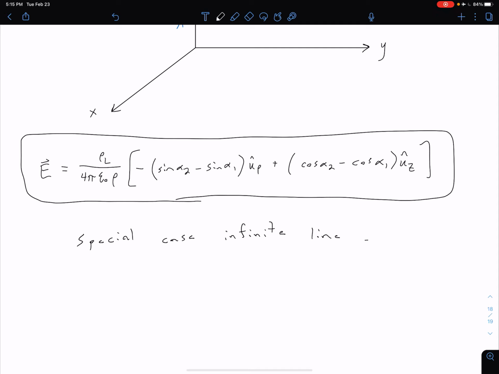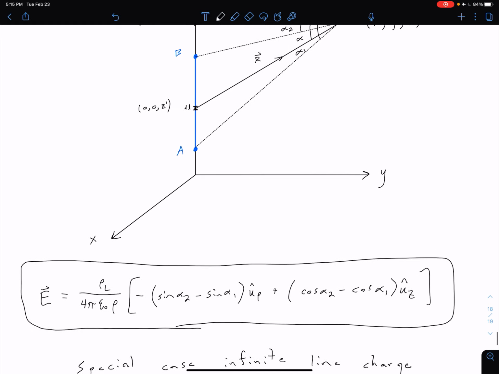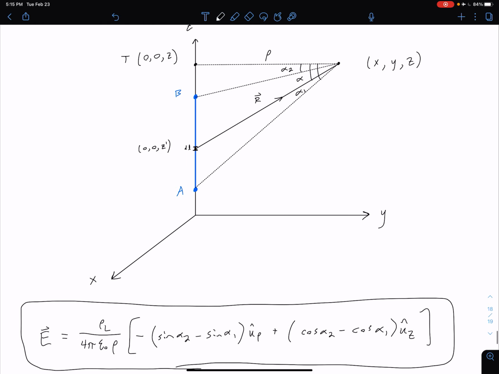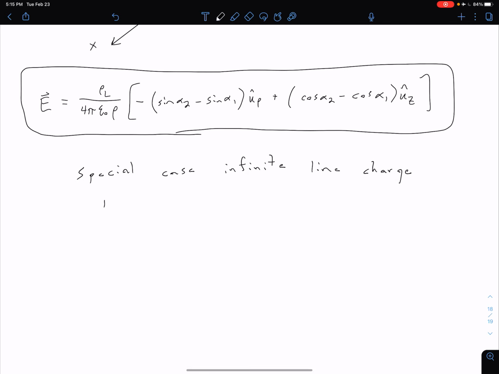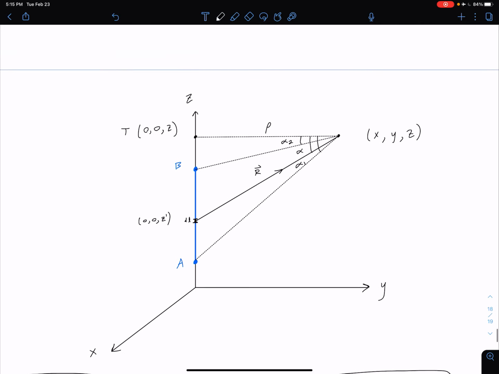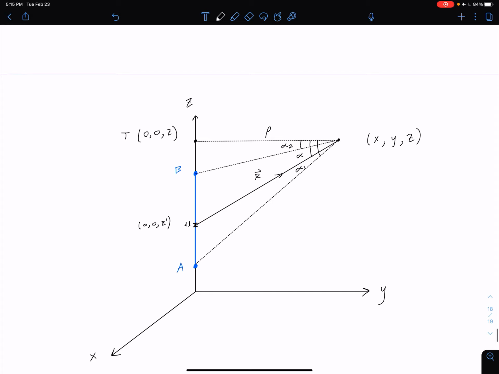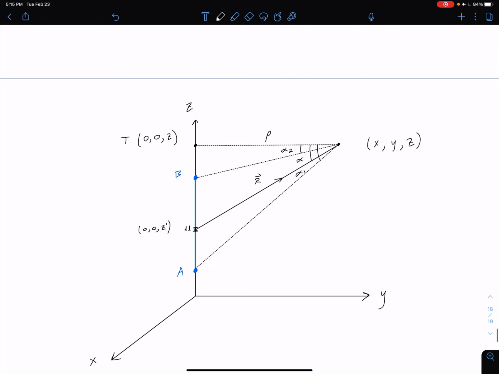And what we're going to see is this is going to simplify this sort of messy looking equation quite a bit. So for an infinite line charge, our B point is going to be going all the way up to z equals infinity, while our A point is going to be going to negative infinity. So our B is now at 0, 0, infinity, and our A, as we have it labeled in the figure above, is going to be 0, 0, negative infinity. And so we can think about what that's going to do to our limits of integration, and ultimately in this equation are alpha 1 and alpha 2.